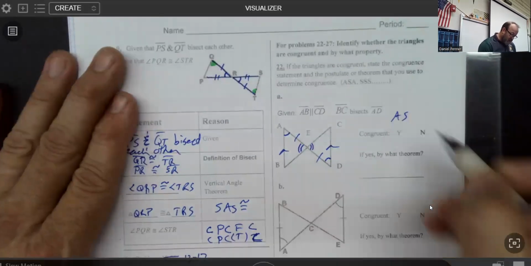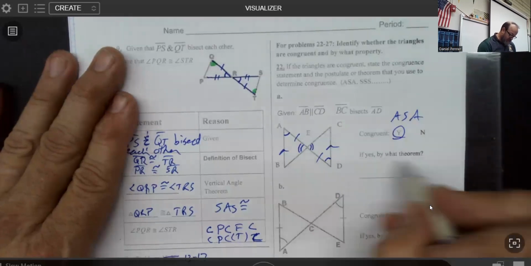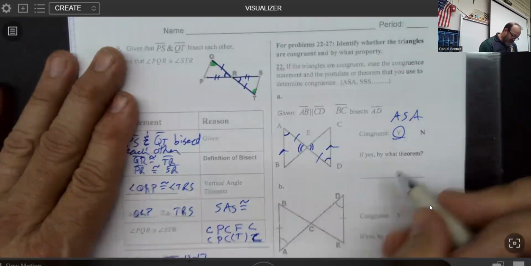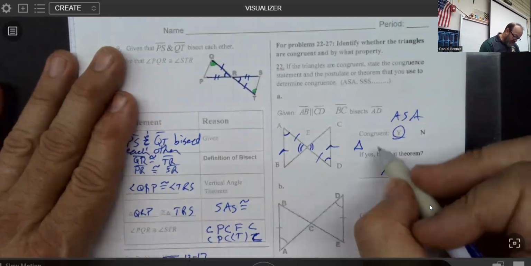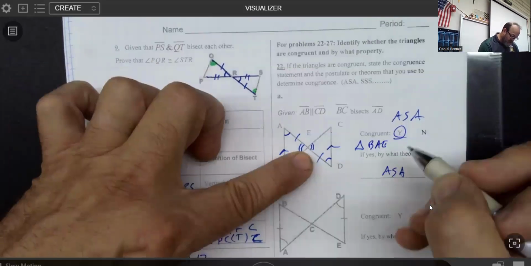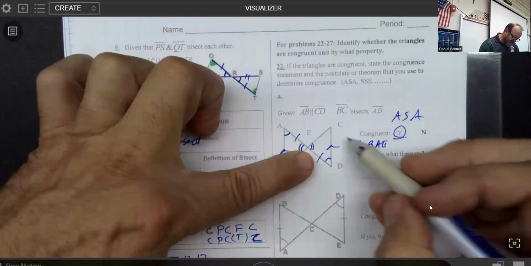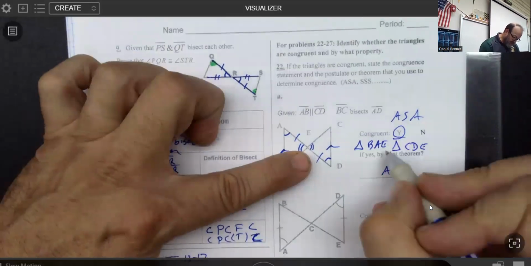So are they congruent? Oh, yes, they are. They are congruent. And by what theorem? ASA. But I could say then that triangle BAE is congruent. BAE would be CDE. And that should do her.